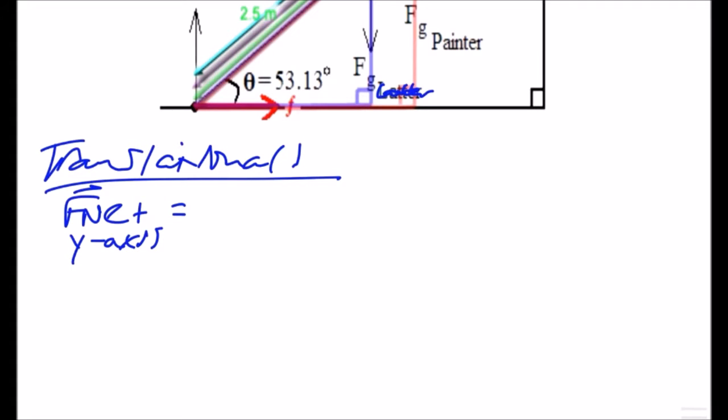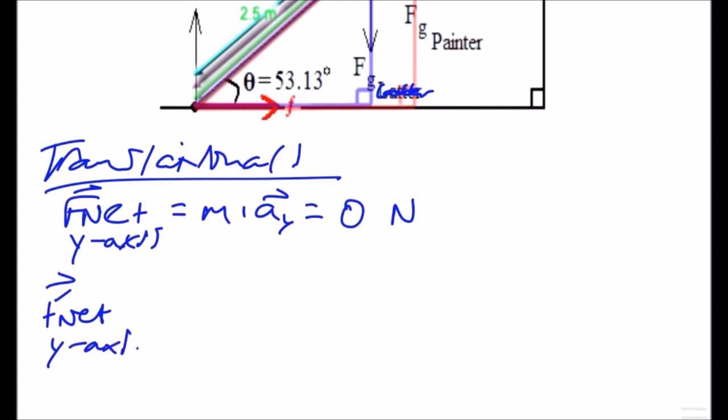All right. So let's do the y one first. FNet in the y-axis equals. Now, what's that going to equal? Newton's second law. And what's that going to equal? 0. Because why? Because we're in equilibrium, and that means no motion, right? It's not moving.